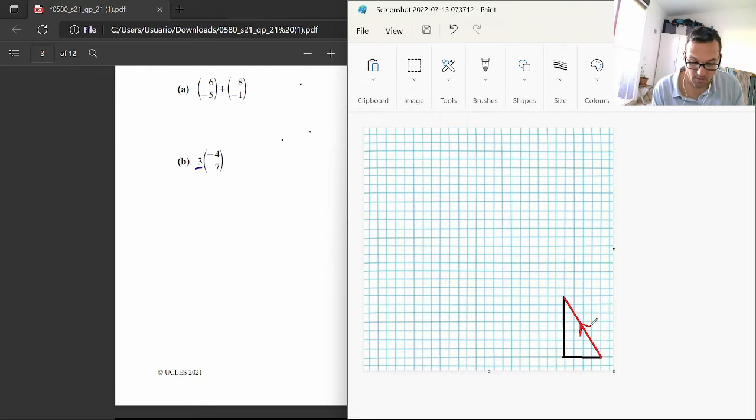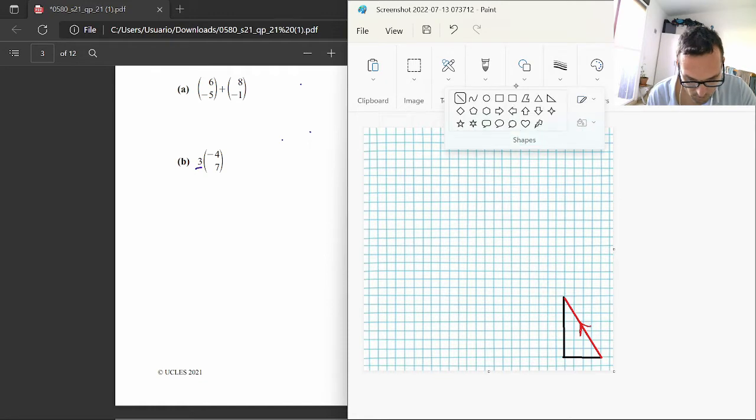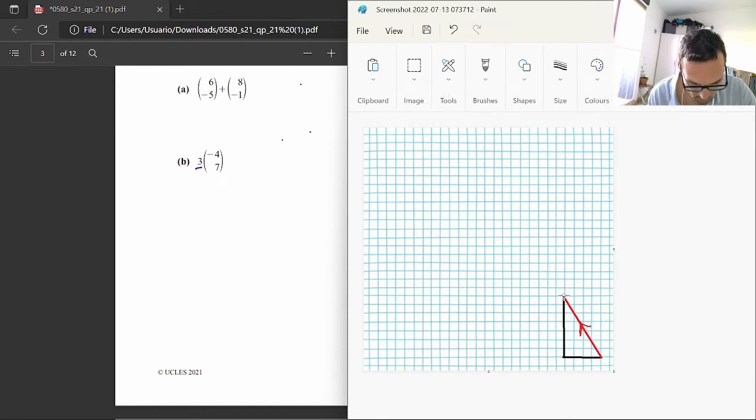Now the 3 in front means we just triple that vector, so we keep moving in that direction. So it means we go another 1, 2, 3, 4, and 1, 2, 3, 4, 5, 6, 7. Now I've doubled the vector, and another 1, 2, 3, 4, 1, 2, 3, 4, 5, 6, 7. There we go. And that means we have now tripled the vector. Okay, put an arrow in there.